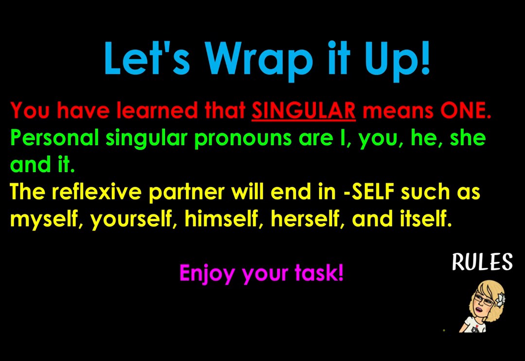All right, today what you've learned is that singular means what? Say it out loud. One object, one thing, one anything. Personal singular pronouns are I, you, he, she, and it. And the reflexive object partner will always end in self, such as myself, yourself, himself, herself, and itself.